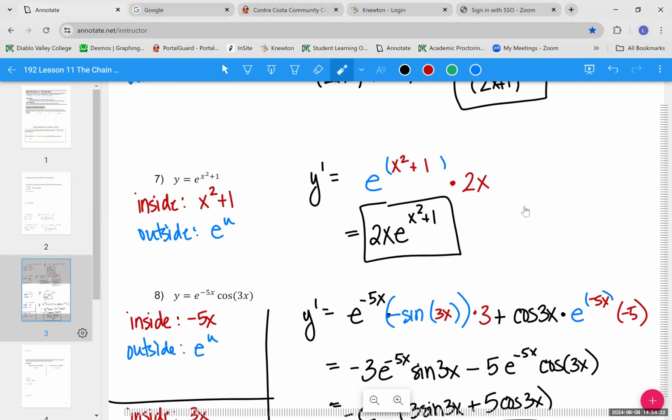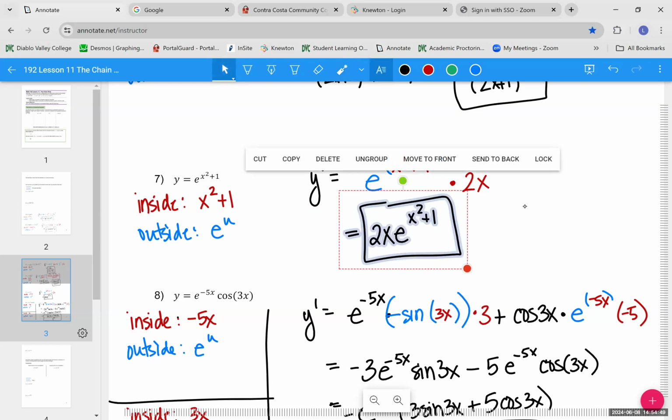All right, here we go. Number 7, pretty straightforward. I have e to a power as my outside and the power is the inside. That's a very common chain rule situation when you have e to a power and that power is not just x. This is going to be a scenario you'll see a lot. So the derivative of my outside is just e to that power, and then I multiply by the derivative of the power. A little bit of quick cleanup there.